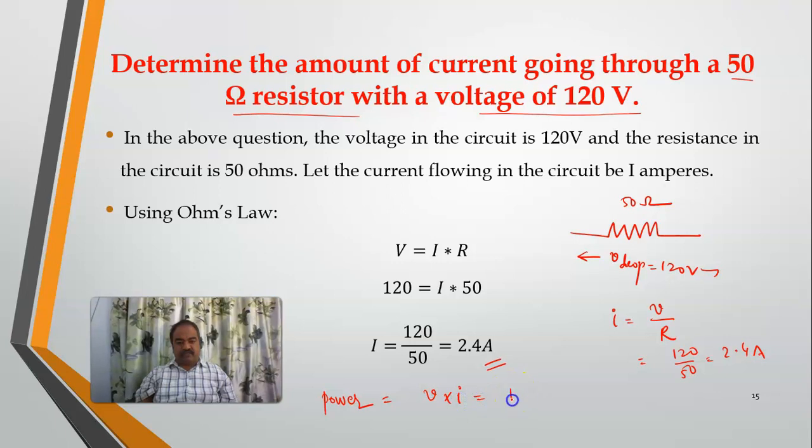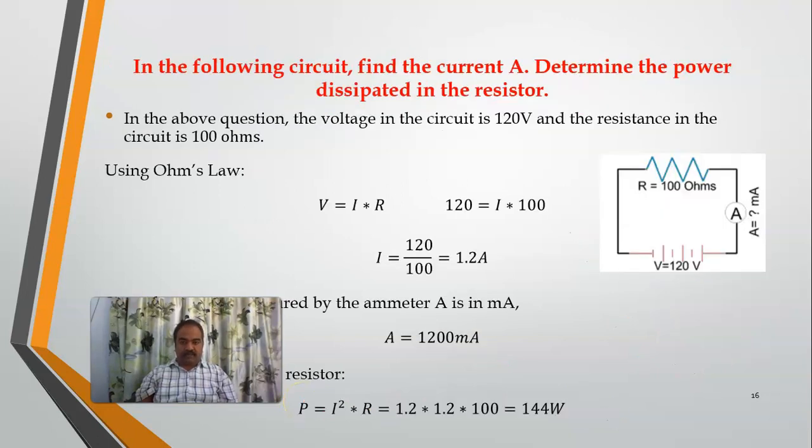What is V? 120. What is I? 2.4. So what is this one? 288 watts. Okay.